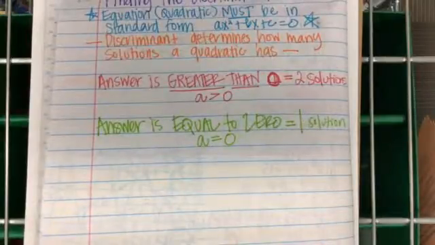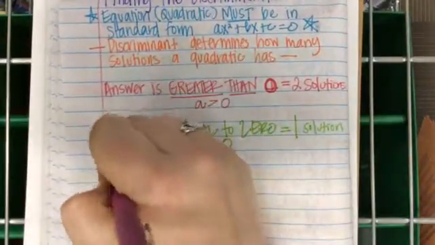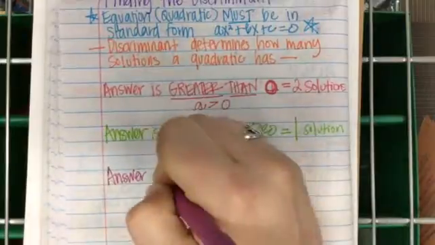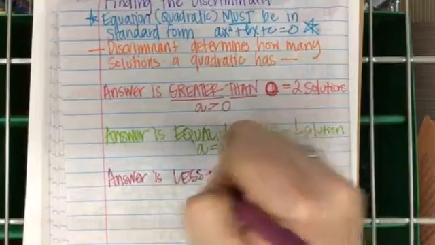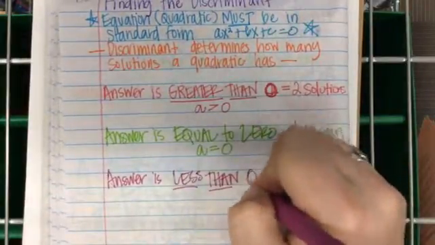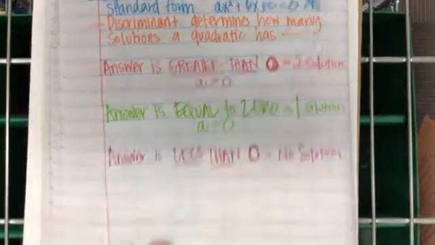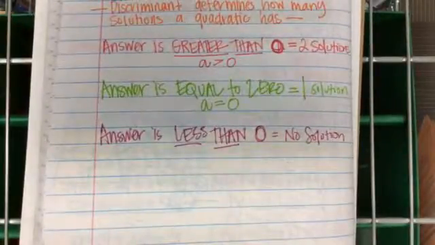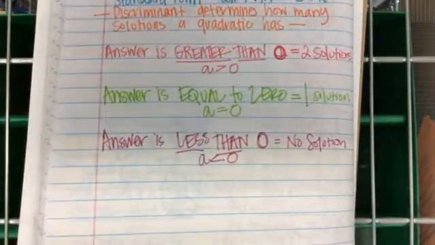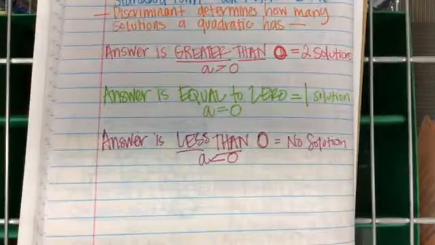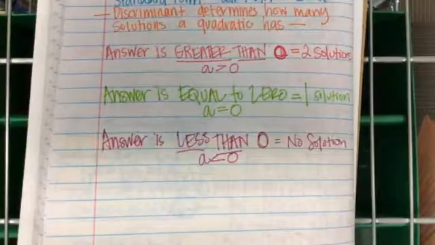What do you think this last rule is? You got it. If the answer is less than 0, there's no solution. And what kind of numbers are less than 0? Negatives. So that's written like this. And again, don't get confused. In this part right here, the A stands for answer, not the A value in an equation.